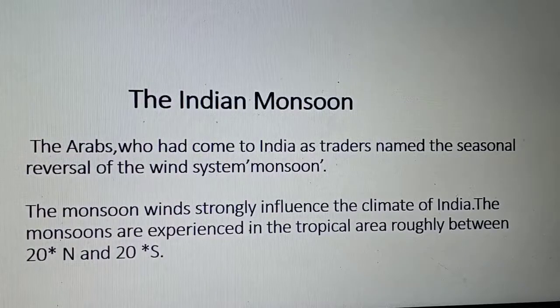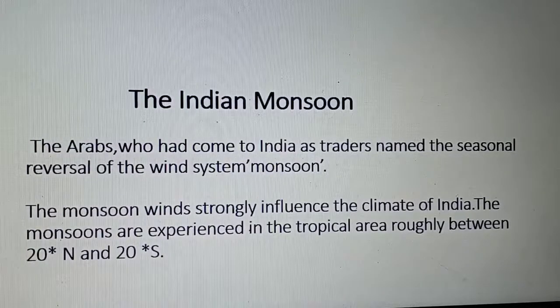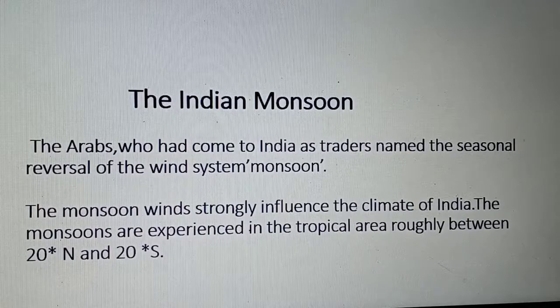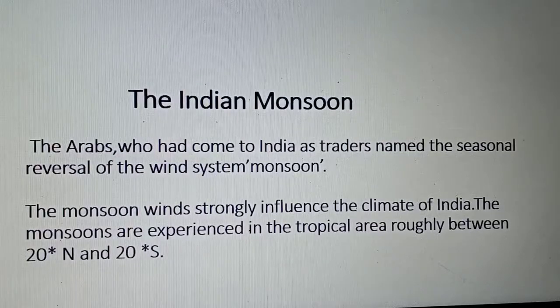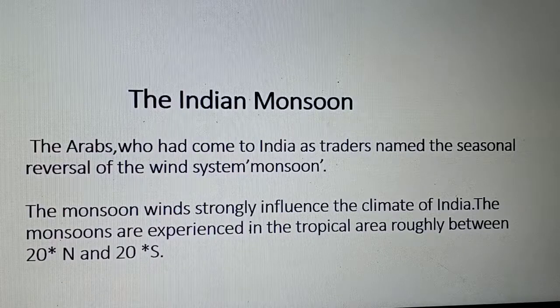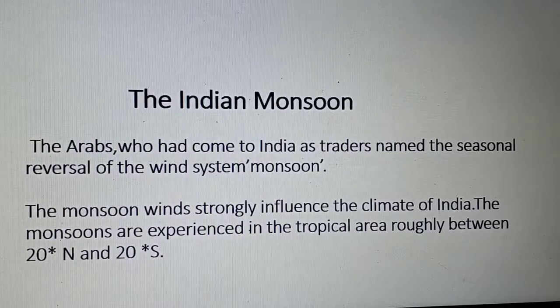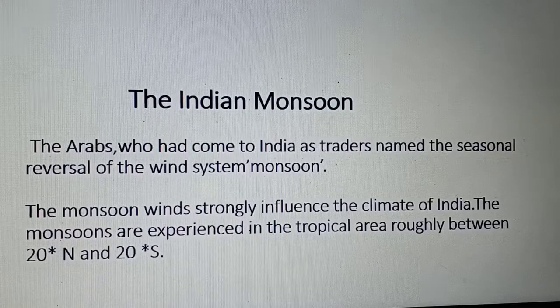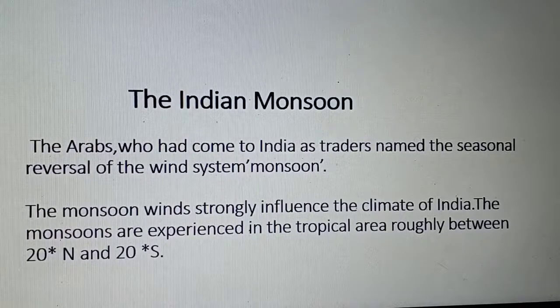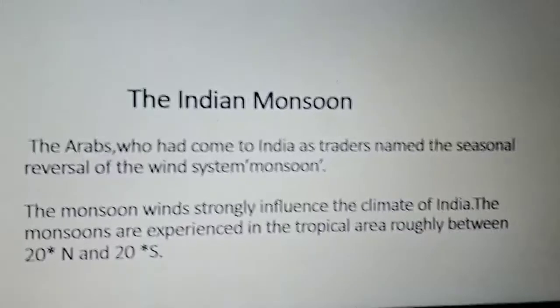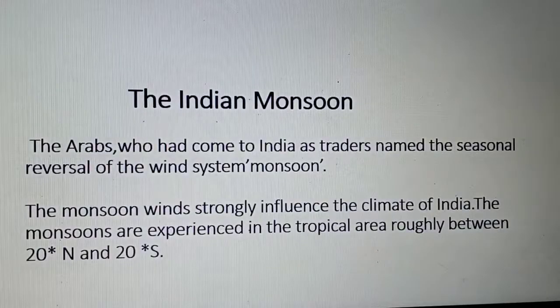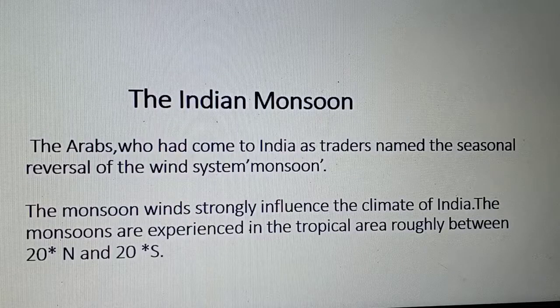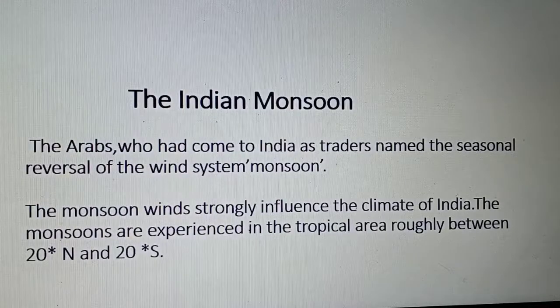And the monsoon winds strongly influence the climate of India. The monsoon is experienced in the tropical area, mostly between 20 degrees north and 20 degrees south of the equator, and it is called the Indian monsoon. We can say that the Indian climate is a monsoon type climate, mostly influenced between 20 degrees north and 20 degrees south.